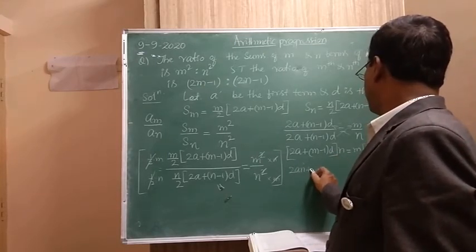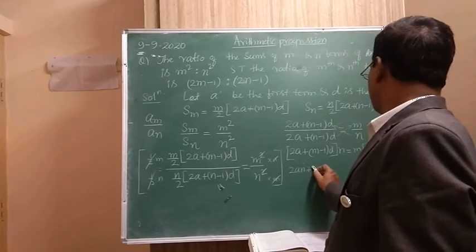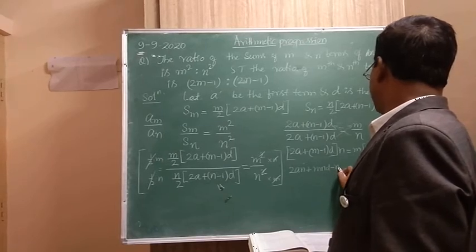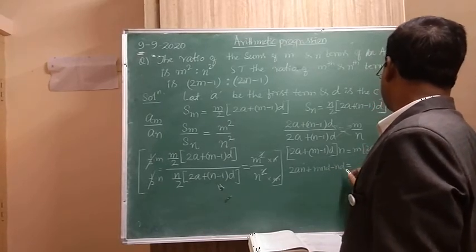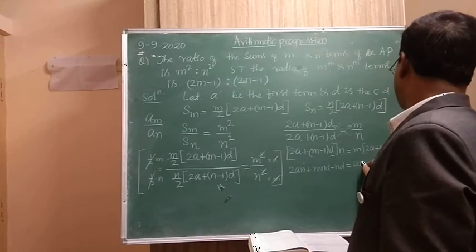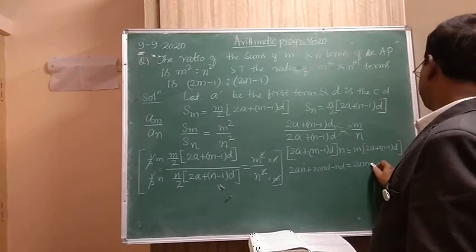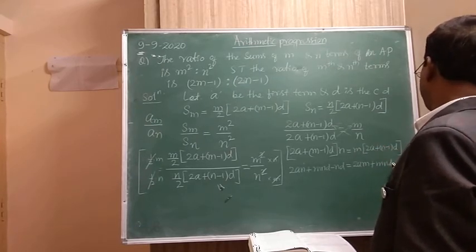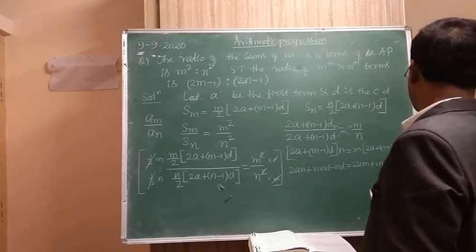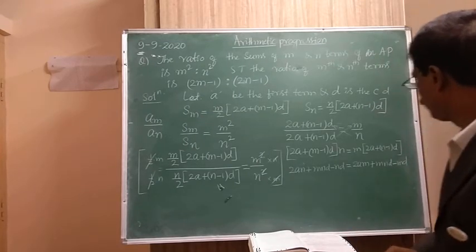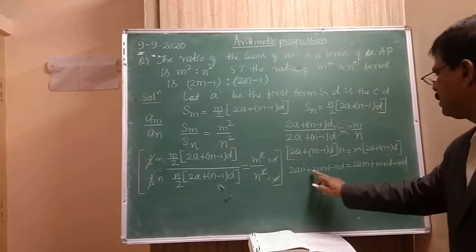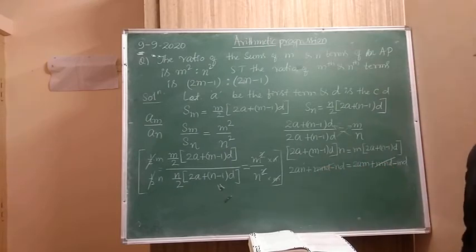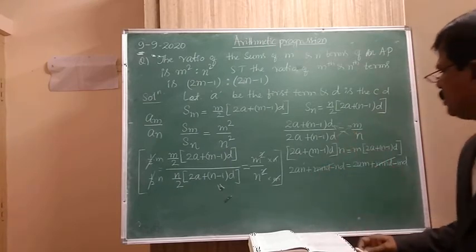2an plus mnd minus nd is equal to 2am plus mnd minus md. Like this you will get. Now look at this, mnd and mnd, when you shift one to the other side, it becomes 0. They will cancel each other.